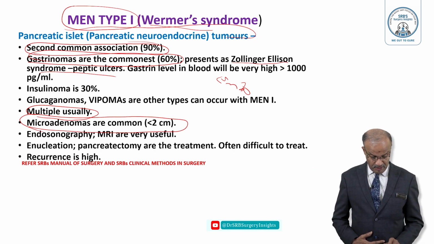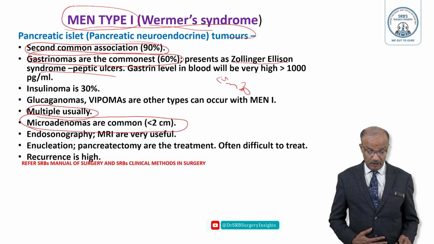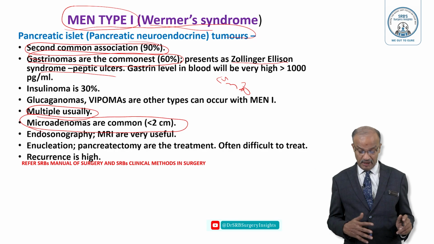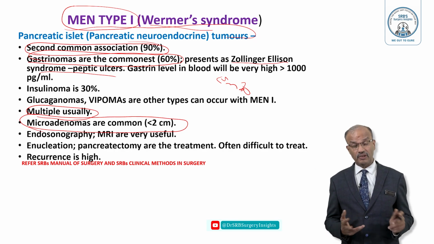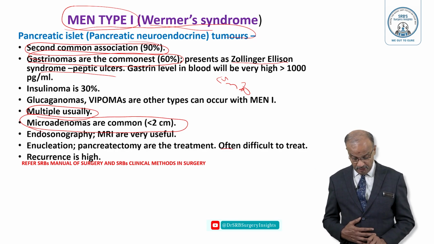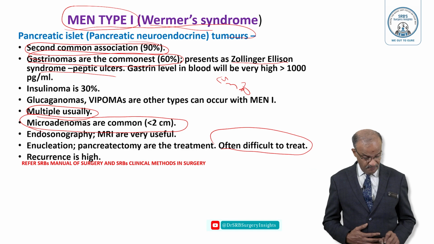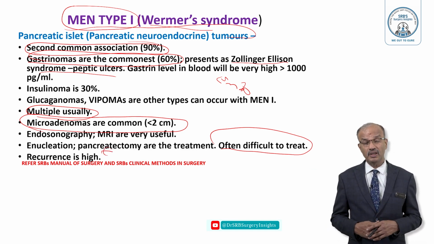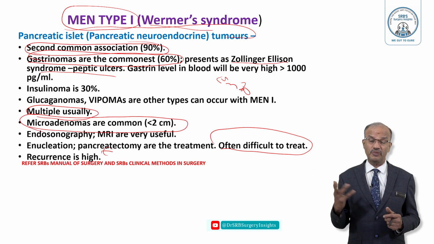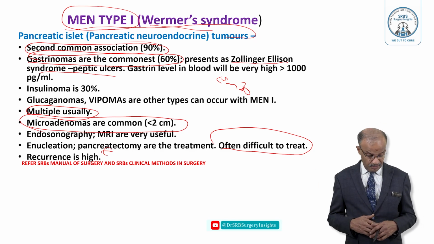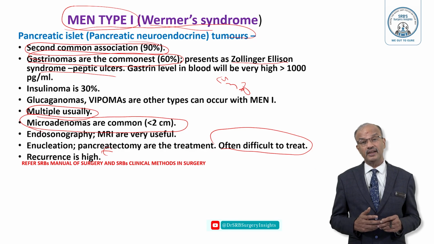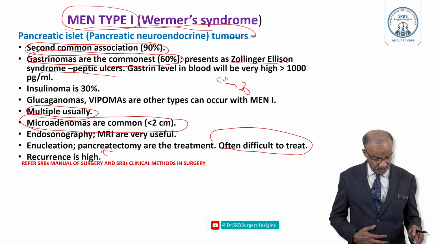So endosonography and MRI are very useful. Treatment is enucleation if it is single or multiple, visible, identifiable. Otherwise, distal, median pancreatectomy, or head of the pancreas, or Whipple's. It is difficult to treat because surgical approaches are not easy, and recurrence is high. You may miss a small tumor because they are multiple. Recurrence can occur in spite of a major surgery. So surgery may not be successful in those contexts, and it becomes a futile exercise.